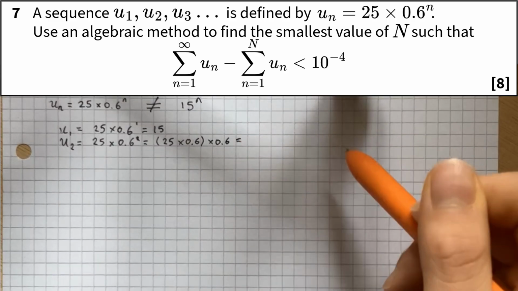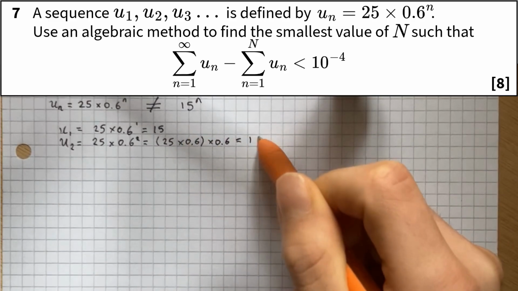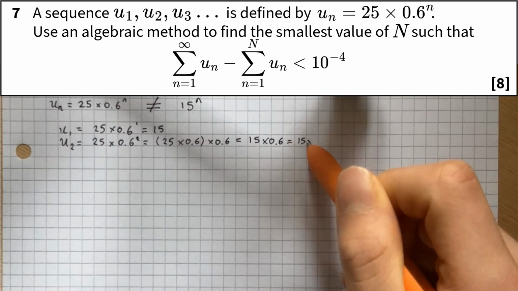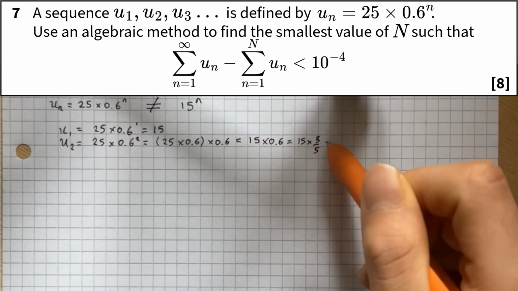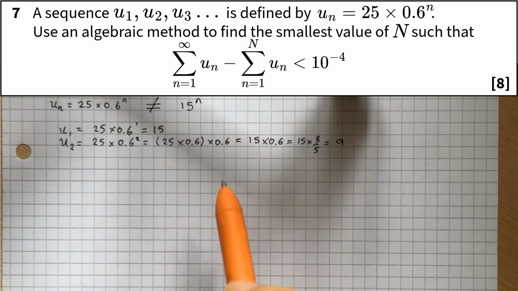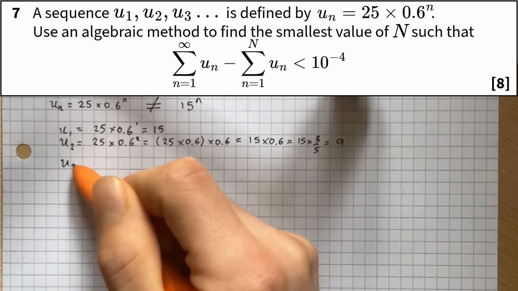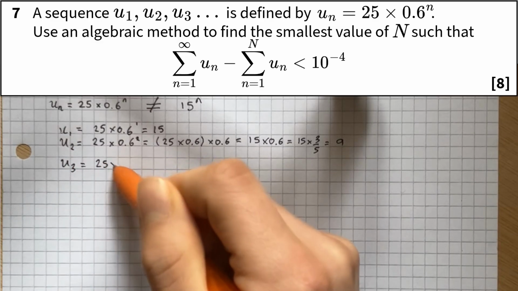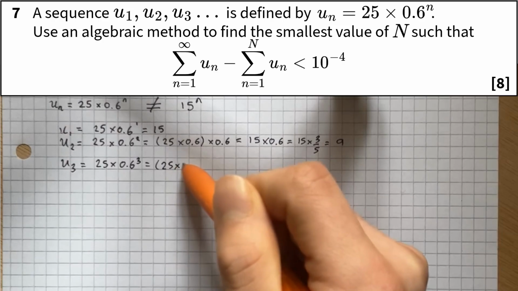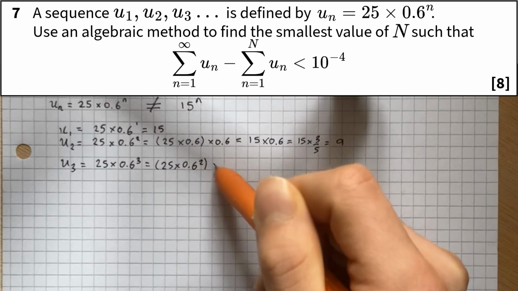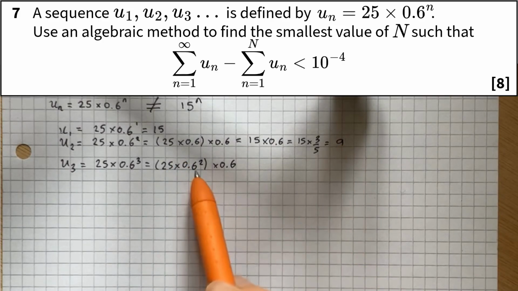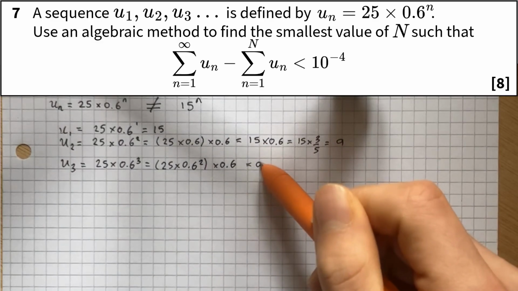The reason I've written it in that way is because I want to compare it to u1. So I want to compare it to the first term of the sequence, because we know that's 15 times 0.6. So we can see u2 is the same as u1 times by 0.6. That gives us the idea that it's going to be a geometric sequence. The next term will be 25 times 0.6 cubed. And if I separate it out in the same way, it will be 25 times 0.6 squared, which was u2, or 9, times by 0.6.